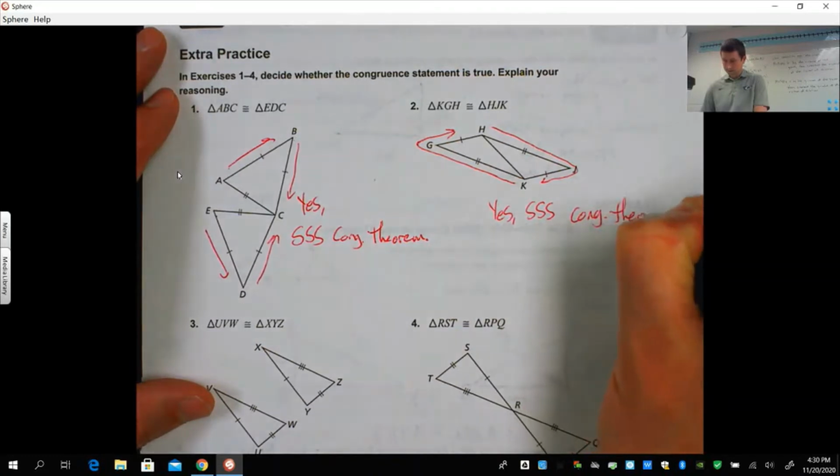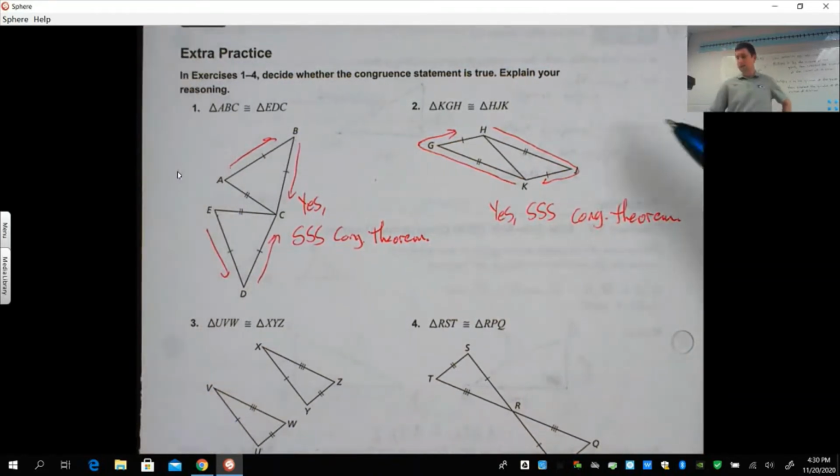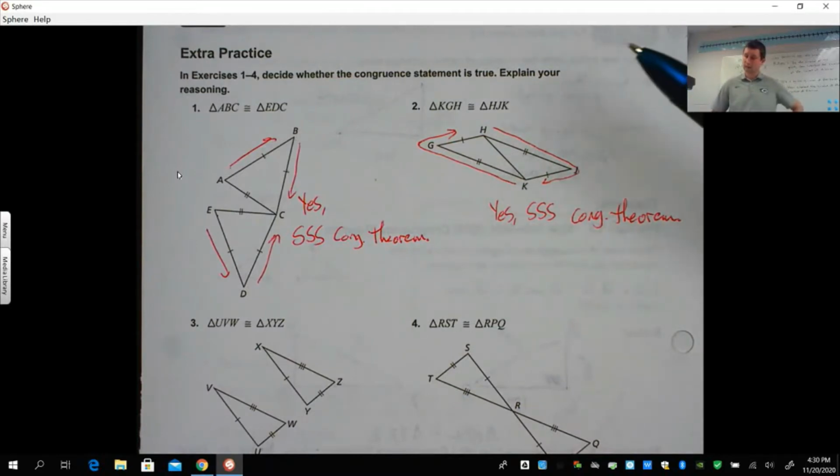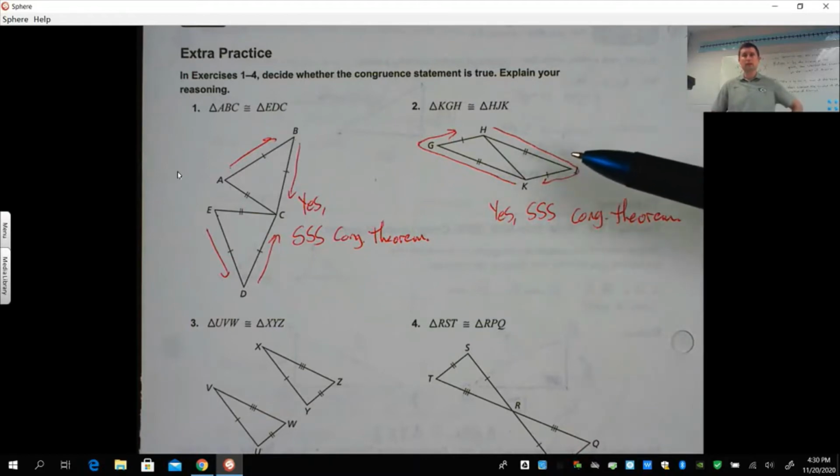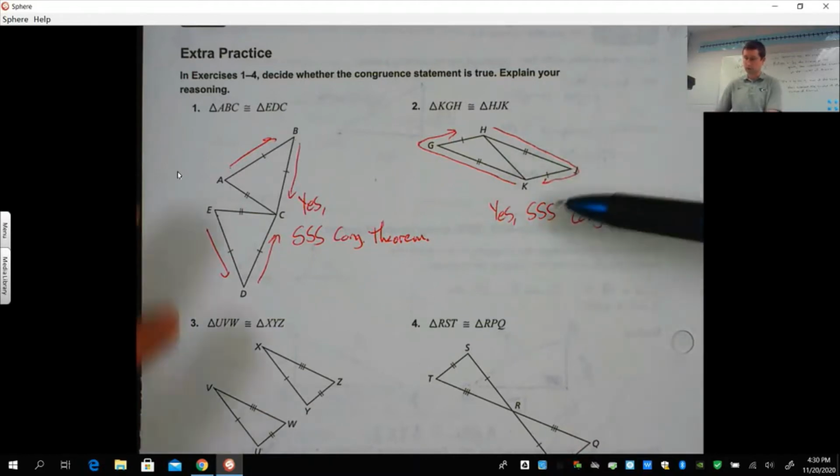Side, side, side congruence theorem. Okay, what these are, are shortcuts. When we started with polygon congruence, we had six things we had to show, or eight if it was a quadrilateral. All the sides were congruent, and all the angles were congruent. Now we just have to show the three sides are congruent.